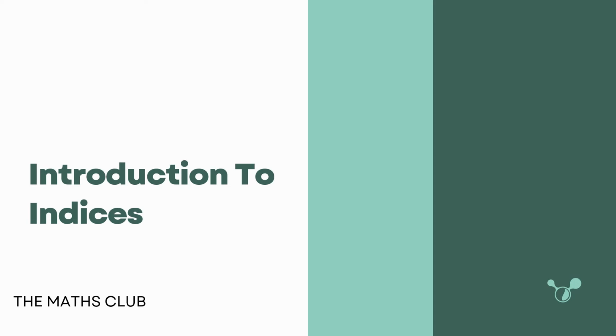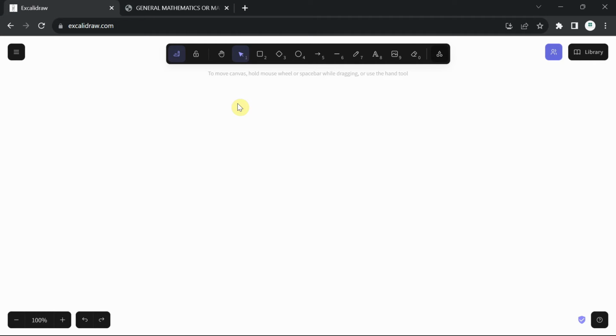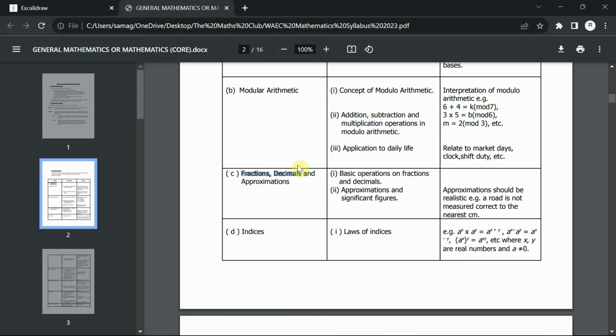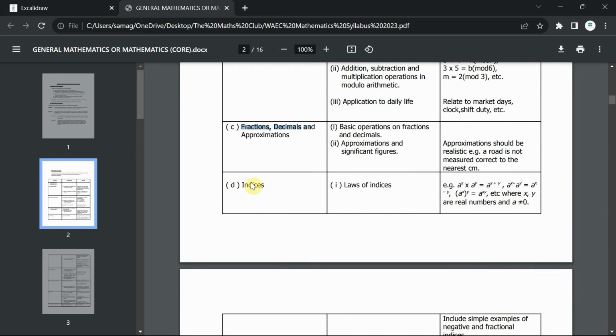So we're starting a brand new series on indices. But before we begin, I want us to look at the journey so far in terms of how far we have gone in the WAEC syllabus. So this is the WAEC syllabus here. Under number and numerations, this is the first major topic, right? We've covered number bases, modular arithmetic, fractions, decimals, and approximations. And now we're in indices.